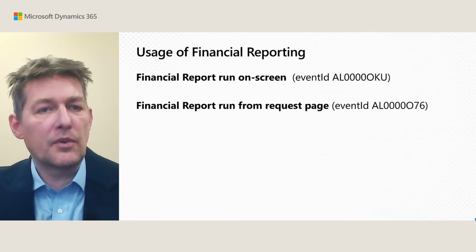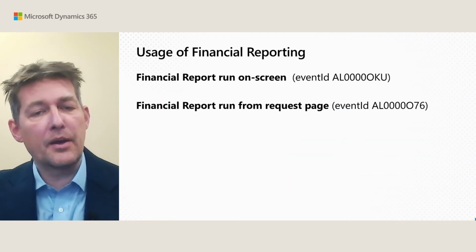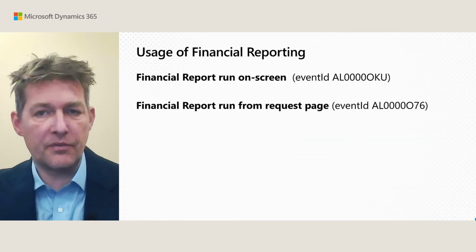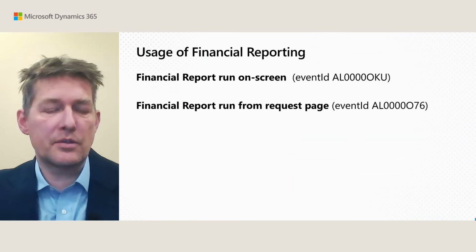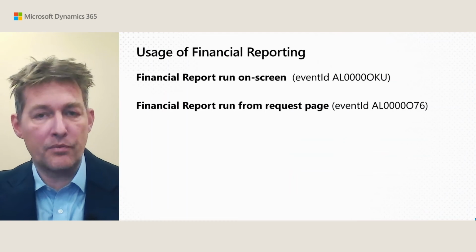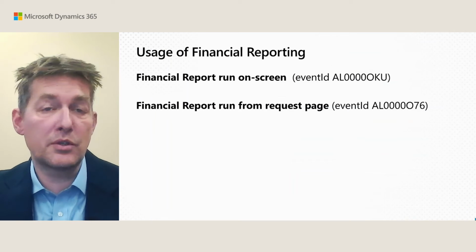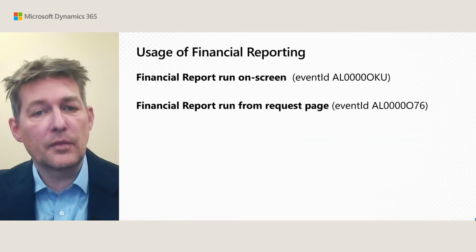So the first type of telemetry is usage of financial reporting. There are 2 types of events, both whether a user ran a report on screen and whether a user ran a report from the request page. Now, what could you use this telemetry for? It might be that you have auditing needs for your company so that you need to know who is actually running a financial report. So that might be a use case here.